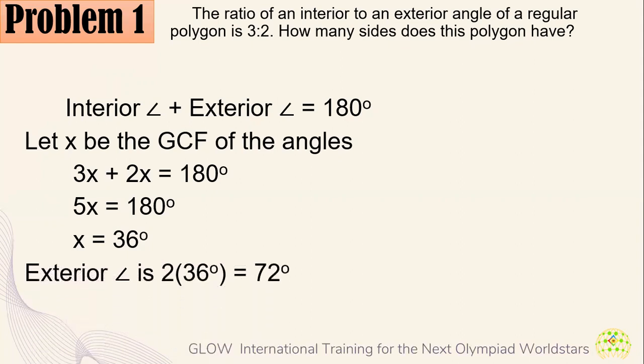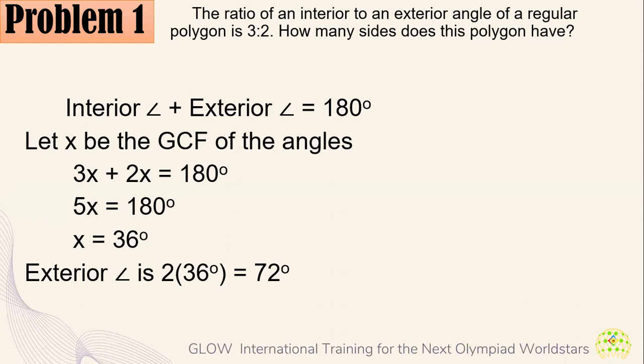And we could actually determine the interior and the exterior angles here. The exterior angle is represented, remember, by 2x. So 2 times 36 degrees, we have 72 degrees. And it follows that the measure of an interior angle is 108 degrees. How come 108? Because of 3 times 36. But for now, I will utilize the measure of an exterior angle.